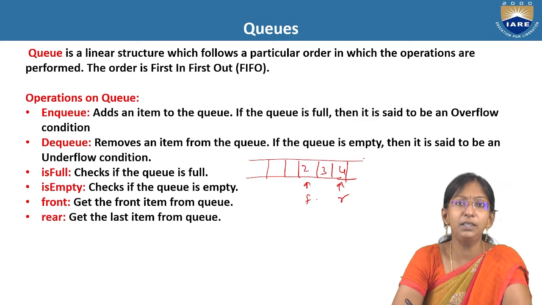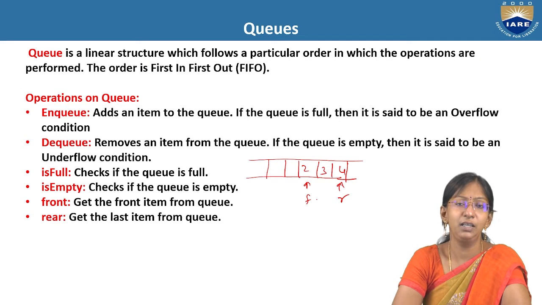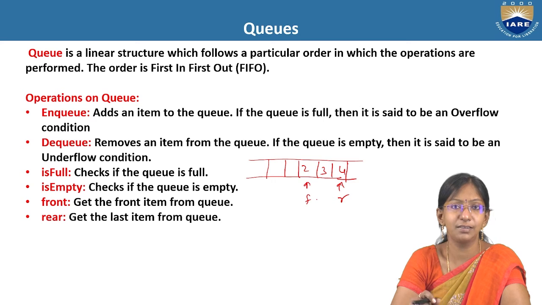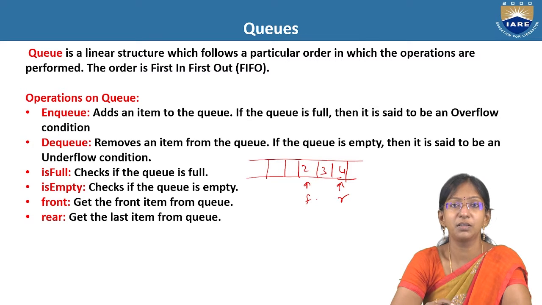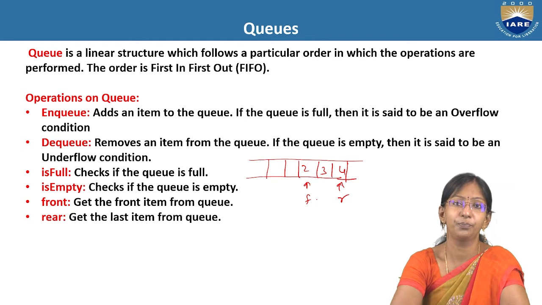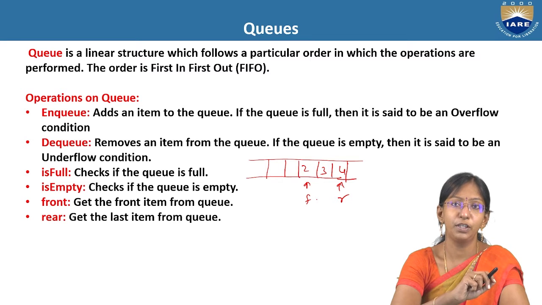The intermediate elements, except the elements pointed by front and rear, do not have any access. We do not have access rights to the intermediate elements. That is the beauty of linear queues: the privilege of working with only the end elements, the front and back elements, is the only provision we have. These are the two primary operations that we can perform on a queue.